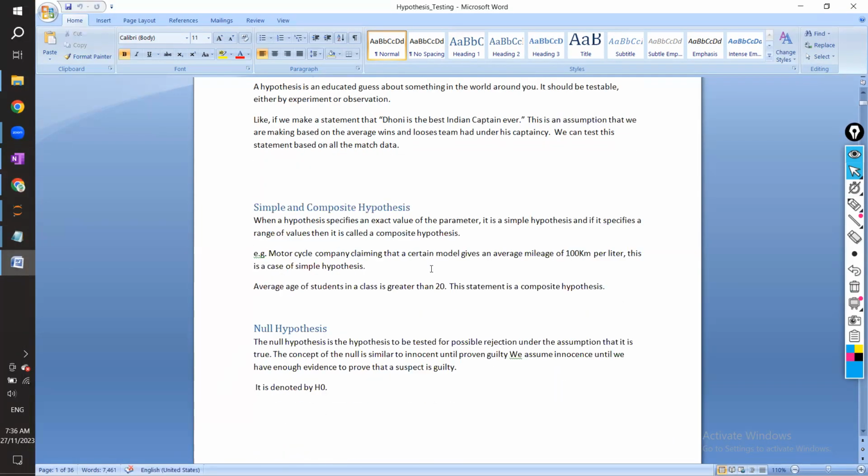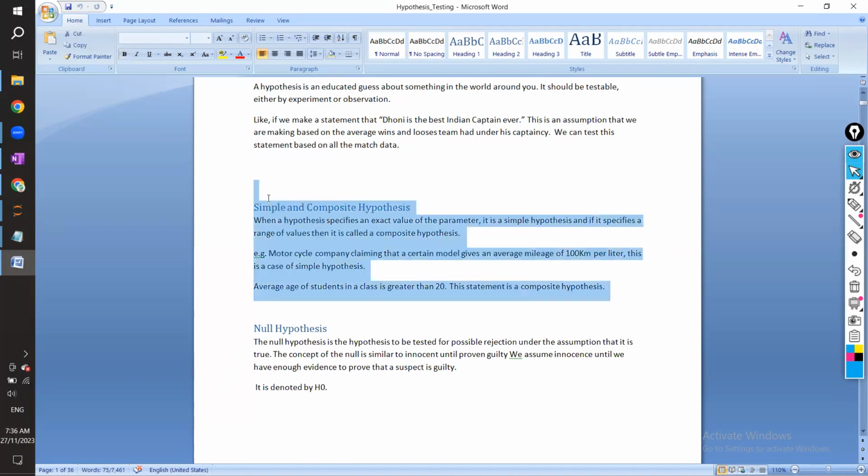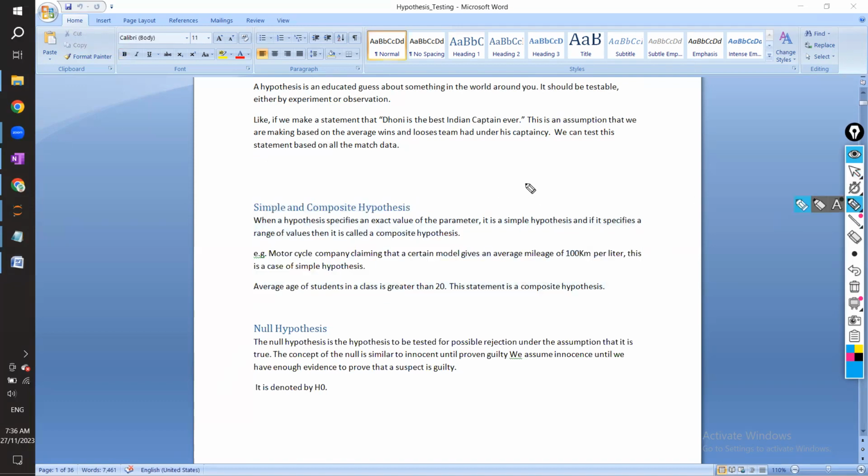But just before we go, there are two types of hypothesis: simple and composite. For example, if we are saying a specific value, I will say, hey, I am going to score exactly 90 marks in my exam. That is one scenario. The second scenario is I am going to score greater than 90. If you are saying exact, that is called a simple hypothesis. If you are giving a range, greater than 90, means how much? 100? If it is 100, 90, 91, 92, how many? I don't know. That is composite.